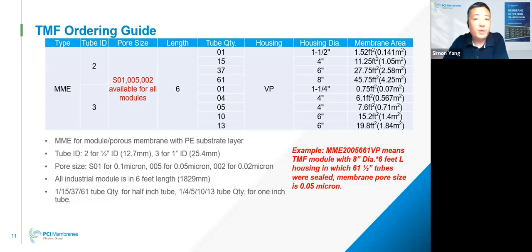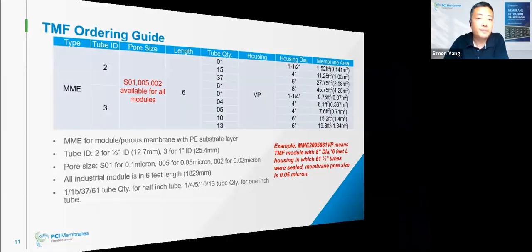Except some test modules, all industrial modules are 6 feet in length, which is around 1.83 meters. And there are 1, 15, 37, and 61 core modules for the half-inch tube spec, and 1, 4, 5, 10, 13 for the 1-inch tube spec. So basically that's all about what is TMF. So I'd like to talk about how TMF works in the following slides.